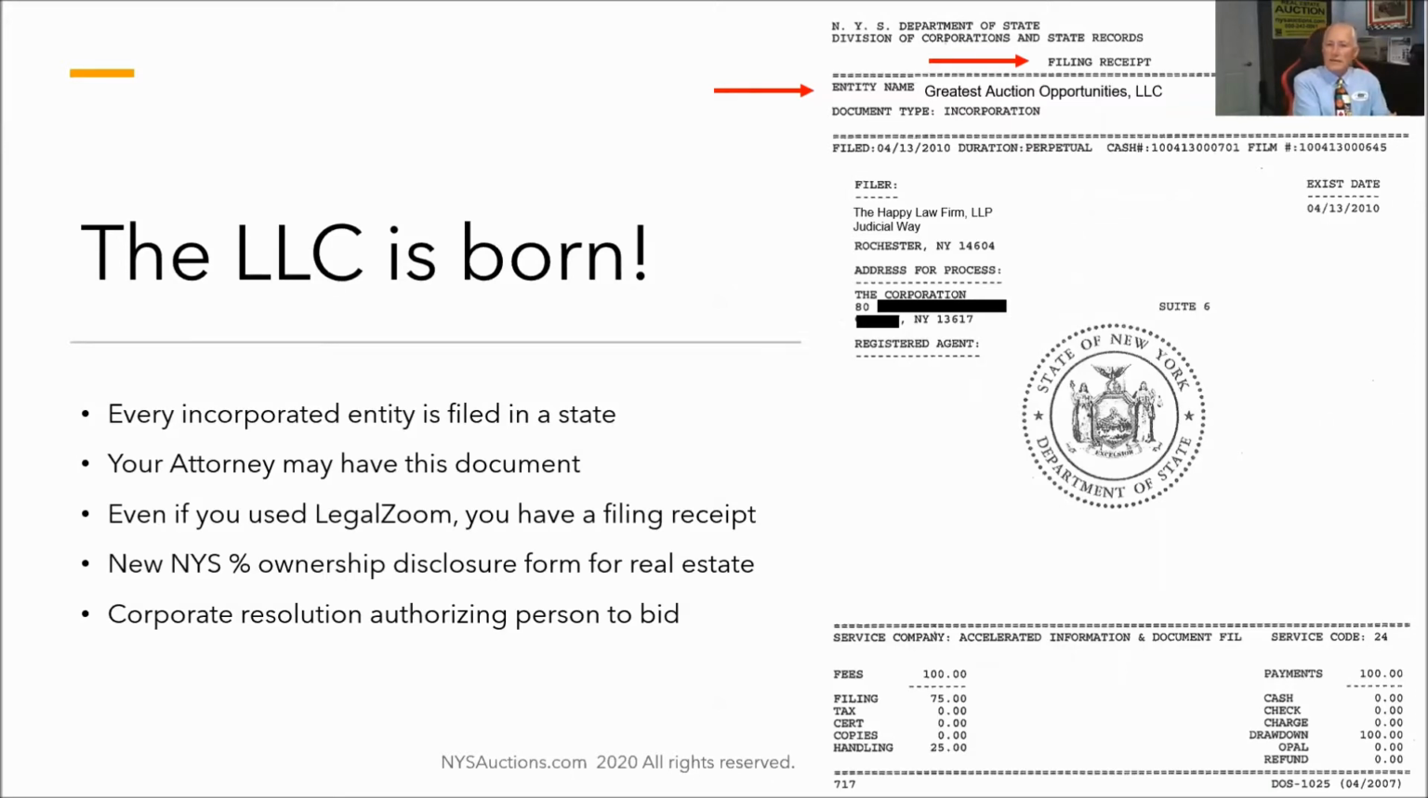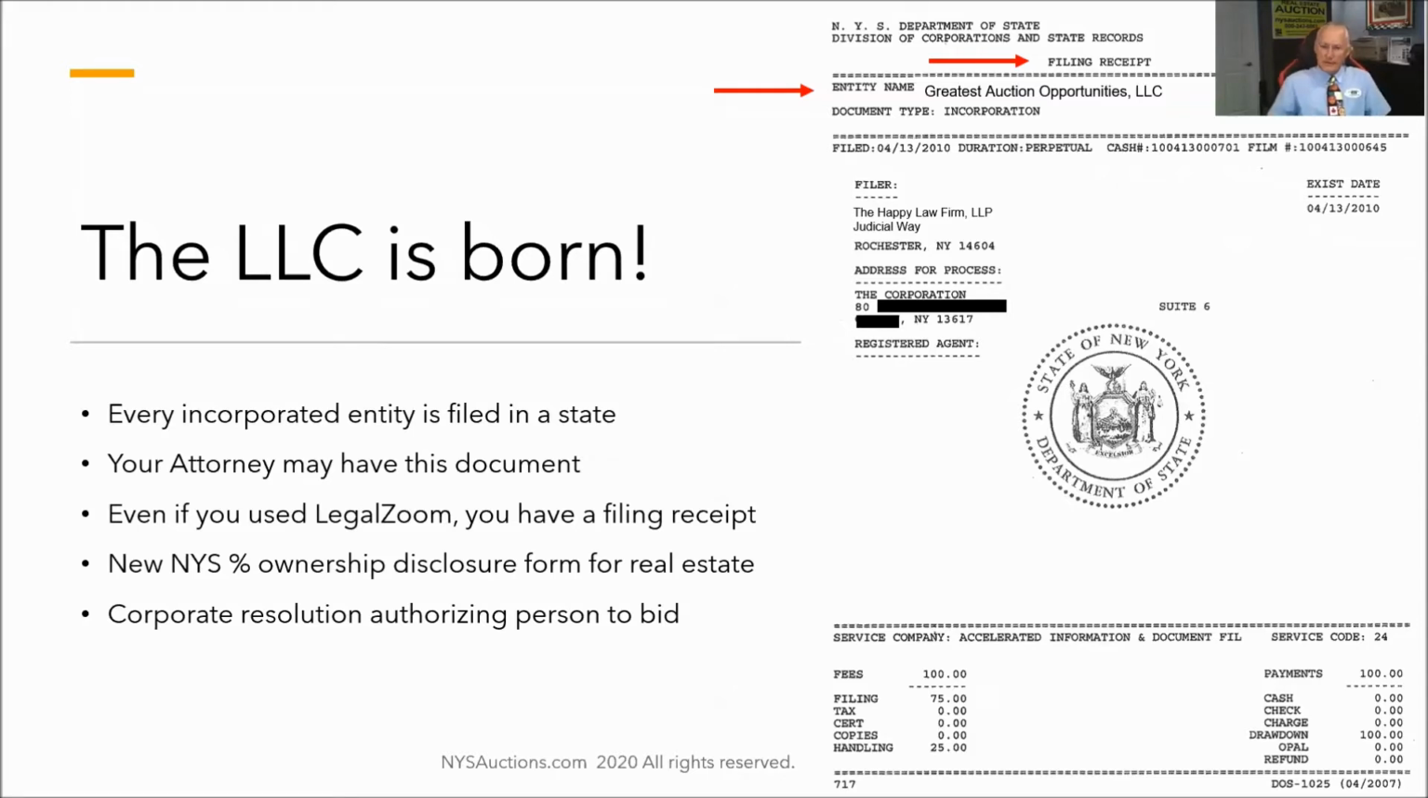On the right side, this is from New York State, and this one indicates that this particular corporation, the name of the entity is Greatest Auction Opportunities LLC. This is a filing receipt in New York State. This came into existence on April 13th of 2010. We need proof positive of any LLC that is going to be a purchaser at the auction to actually show that this corporation is in existence. Every LLC has this filing receipt, whether it's New York State or any other state.